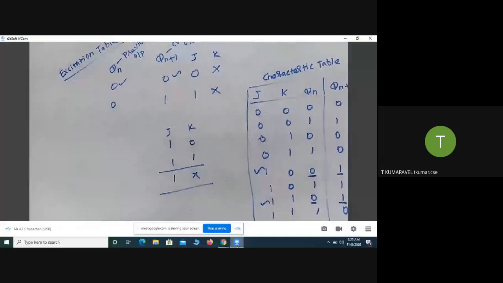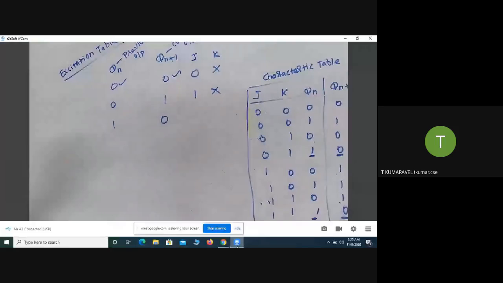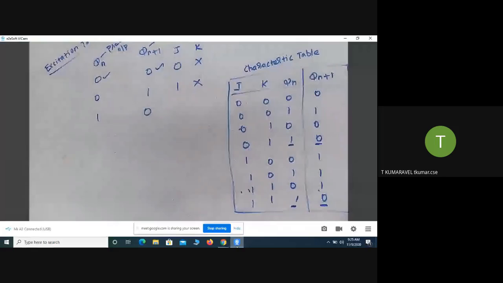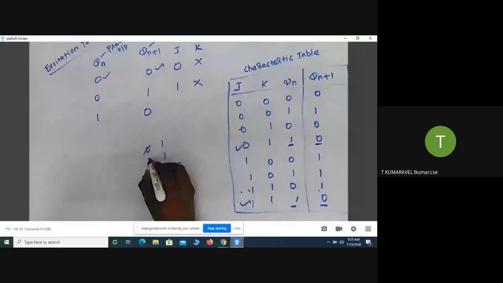What about the next case? The next case is 1 0. Where are the 1 0 combinations available? Here, 1 and 0. What about the next case? 1 and 0. So what is the input combination? This one and this one: 0 1 and 1 1. What happens, sir? J keeps on varying. That can be represented as a don't care. So this is X, don't care condition, and 1.